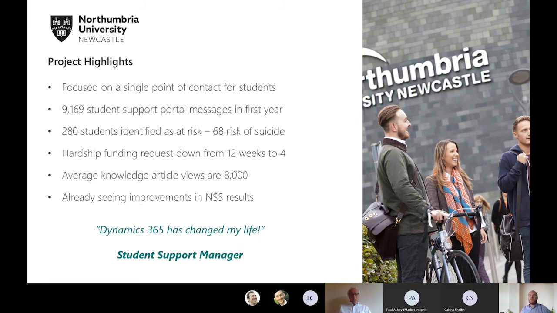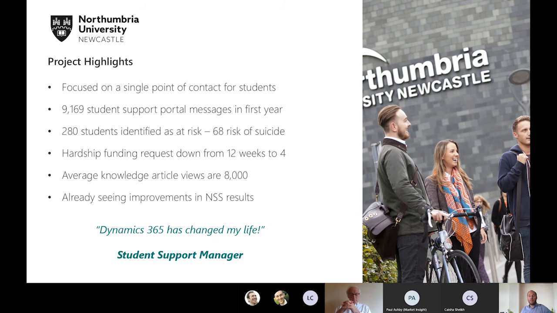Now, the fact they were able to have this portal meant that they could drive real insight, and that in the first year alone, they identified 280 students that were at risk, 68 of which were at risk of suicide. And again, that is intel they wouldn't have been able to get in their previous world. Their hardship funding request process in Dynamics went down from a 12-week process to a 4-week process, and the only reason it was still at 4 was because of the internal governance mechanisms that they had to go through. At the time that we got this information, their average knowledge article views were 8,000.